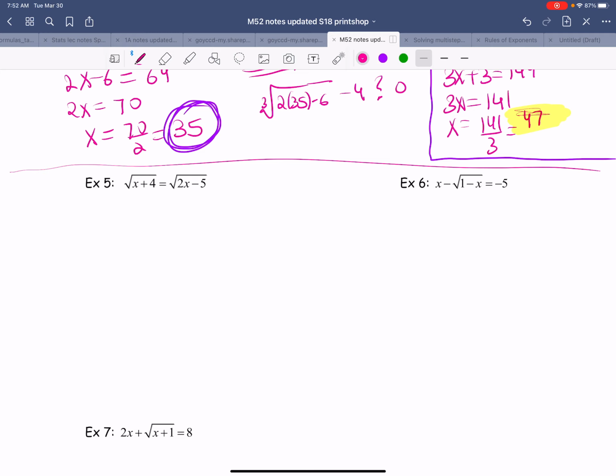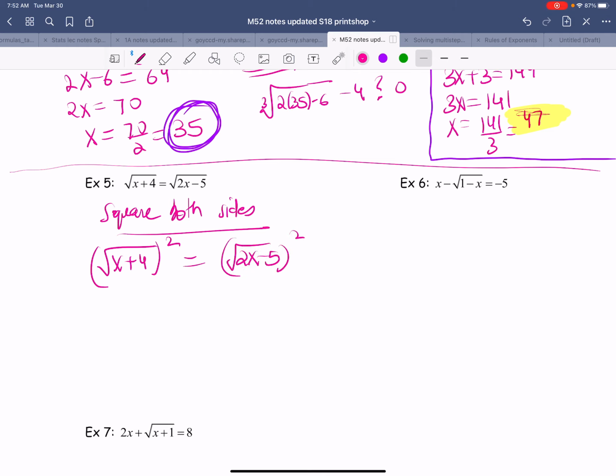Okay, but in example number 5, I already have one radical on each side. And nice thing, there's no other terms present than the radicals and the radicands on both sides. So I'm going to go ahead and start by squaring both sides. So this will leave me with the square root of x plus 4 squared equals the square root of 2x minus 5 squared. Now square root and square are opposite operations to each other. They're going to cancel each other, and we'd be left with x plus 4 equals 2x minus 5.